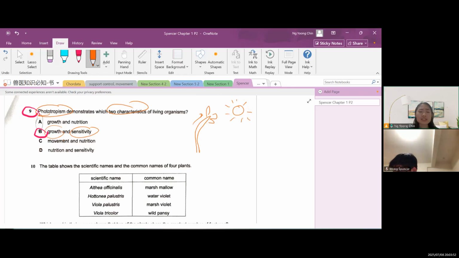It's not really related to nutrition, okay? Nutrition will talk about autotrophic nutrition and heterotrophic nutrition. Nutrition is more on photosynthesis, but not phototropism. Photosynthesis is a type of nutrition which is under autotrophic nutrition. Autotrophic. Okay, understand?